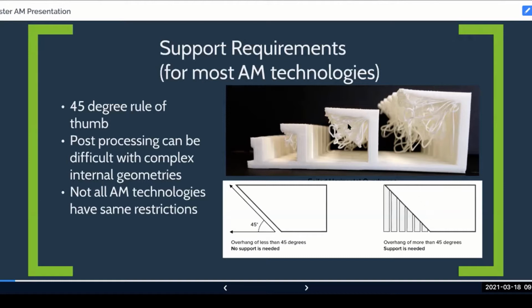In the top slide here, you can see, if you have this little overhang on the far left, no big deal. But as that overhang extends and you're not adding any support, you start to get these little spaghetti strands that hang out under the part.